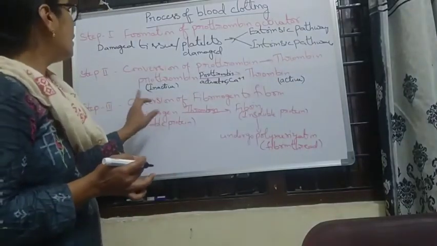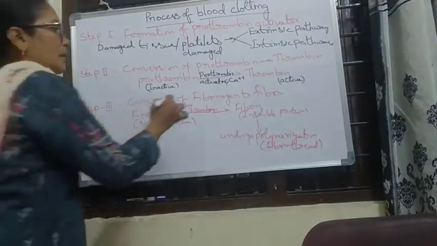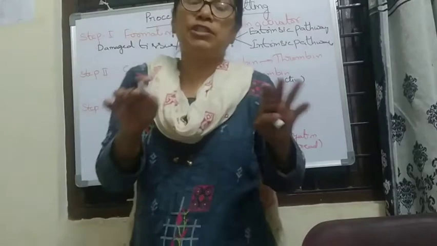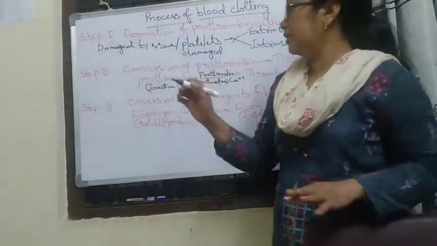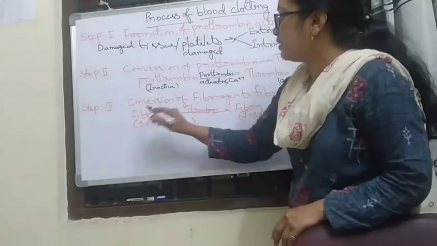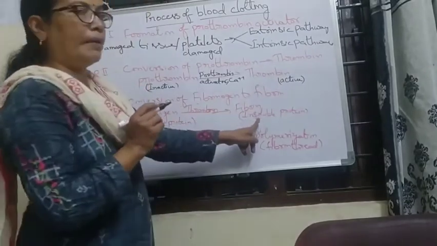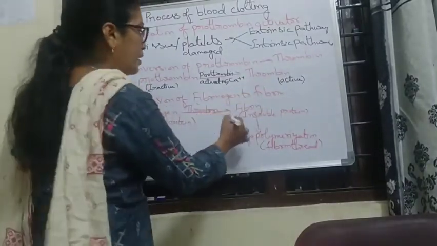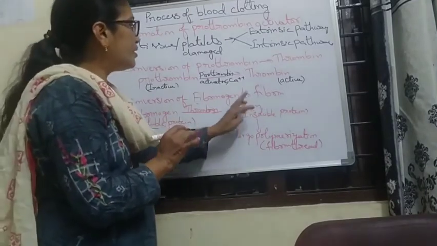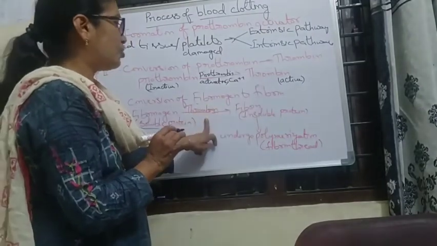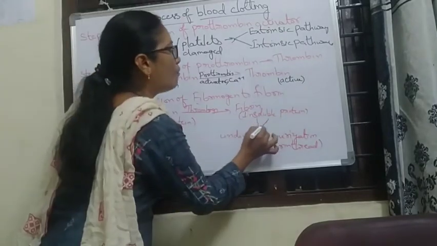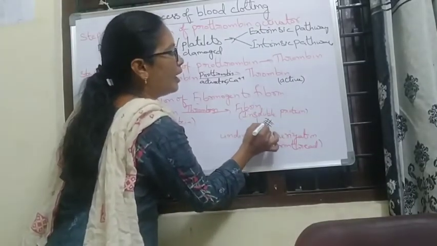And in the third step, this is a conversion of fibrinogen. Here the fibrinogen is converted into fibrin. Fibrin means the thread-like structures which cover the damaged tissue or platelets. Here the fibrinogen, the inactive one, is converted into fibrin. It forms thread-like structures. Fibrinogen is the insoluble protein that is converted, in the presence of this active thrombin, to fibrin, the insoluble proteins, meaning they form net-like structures on the damaged tissue.